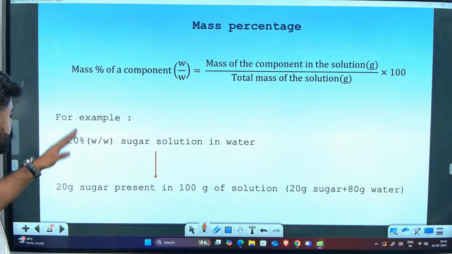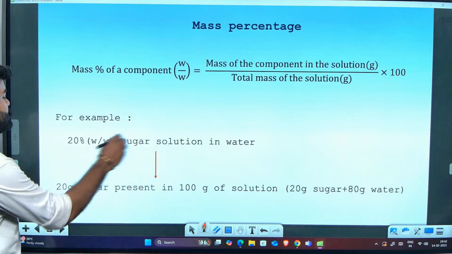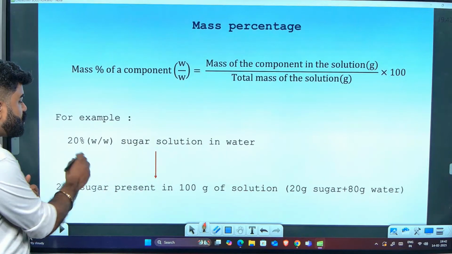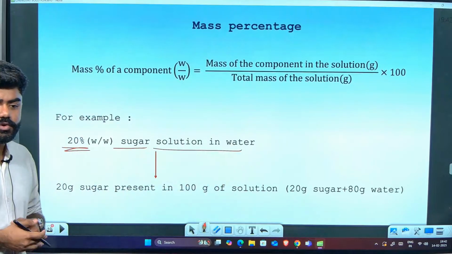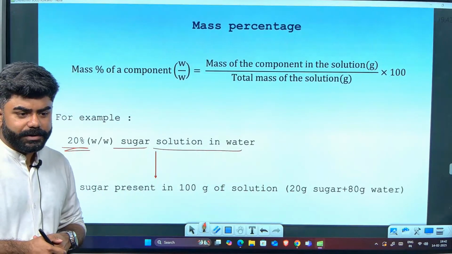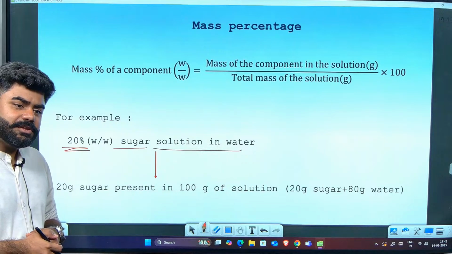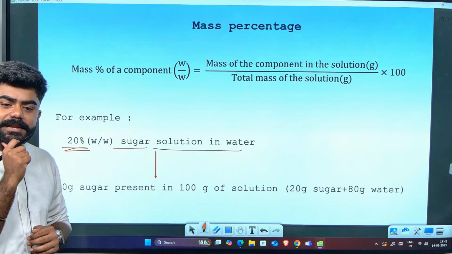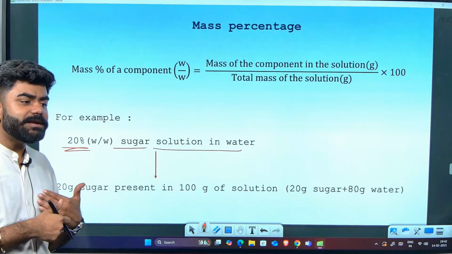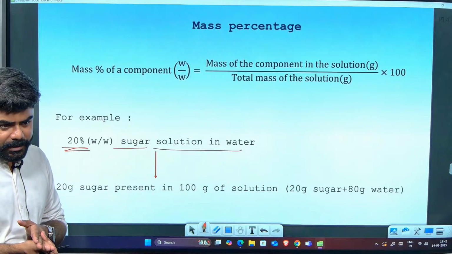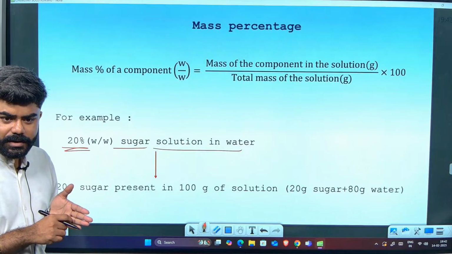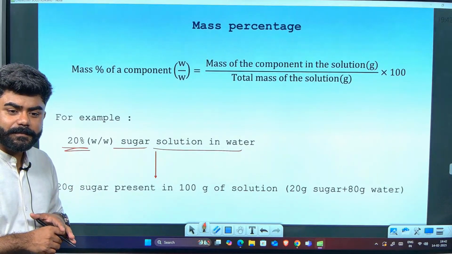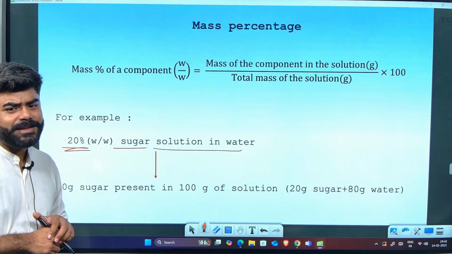Right. So here is an example. Suppose somewhere you come across something written like this, 20% of sugar solution in water. What does that mean? What does 20% mean? Percent, you can just take or assume it to be in grams. That is 20 gram of sugar in how much of water? 100 grams of water or 80 grams of water?